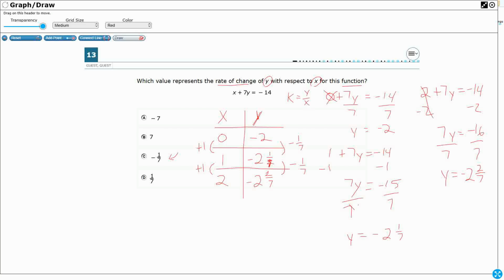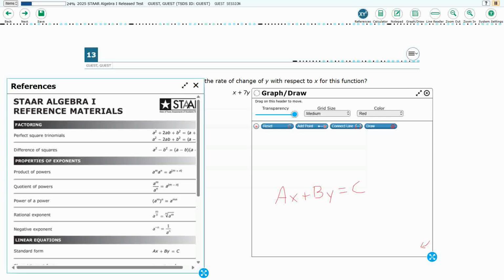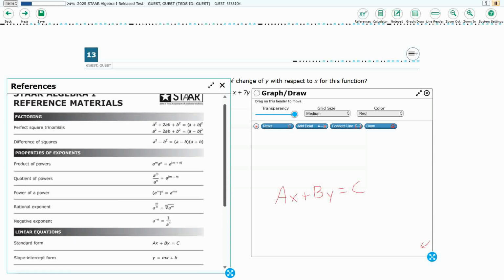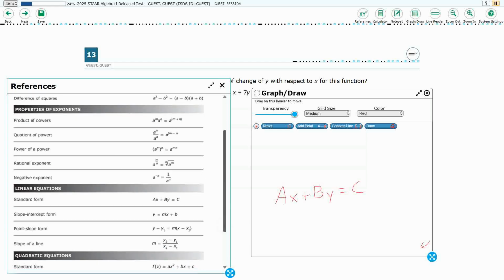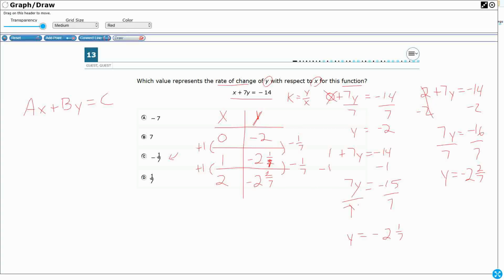Now, what can we do if we didn't want to create a table of values? Well, this is given to us in standard form. So this is ax plus by equals c. There's not really an a, it's a 1. But if we could do the slope-intercept form, we should know that that m value is the slope. So all we need to do is rewrite this in slope-intercept form.